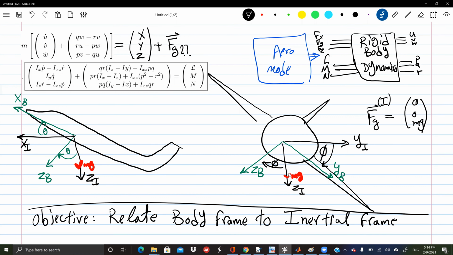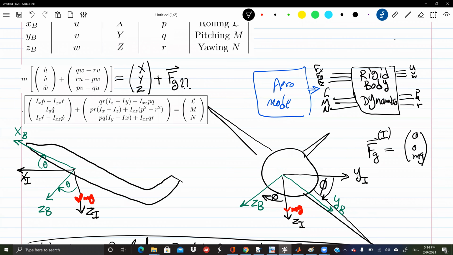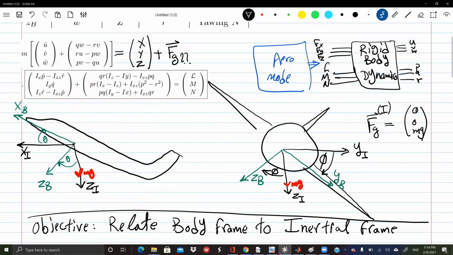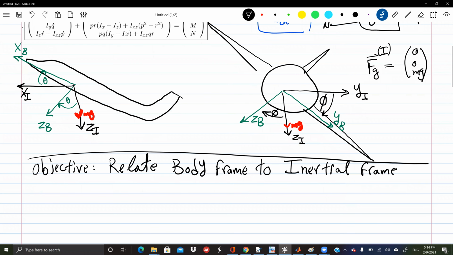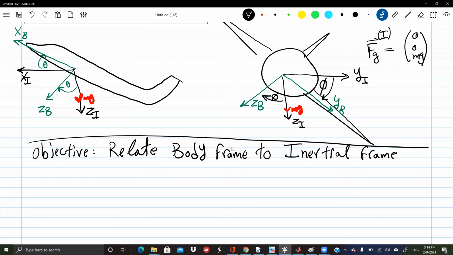Well, I need these components in the body frame because this equation of motion is written in the body frame. So I need to relate in general now. This is the objective as a generic objective so that you can apply to airplane flight mechanics or anything else. It is a very useful tool to relate the body frame, a rotating frame, to an inertial or fixed frame, so that when you have something in one of the two frames, you can immediately get it in the other. Okay, so this is the objective.